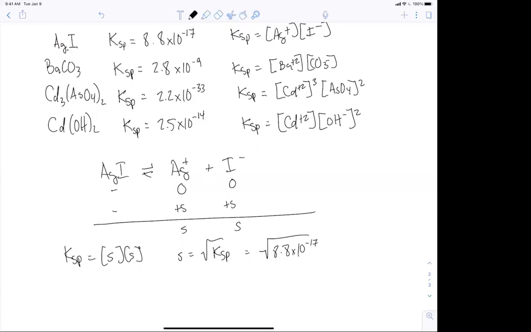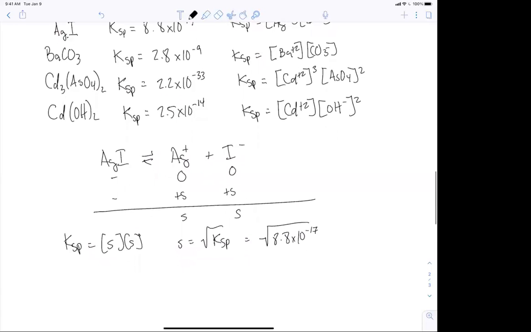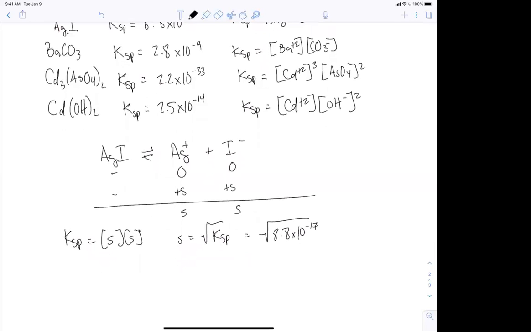So if you want to find the solubility of barium carbonate, you do the same thing. That one works out similarly in terms of this workflow. So this would be silver iodide, and we'd end up writing out the same expression. So solubility for barium carbonate would just be S equal to the square root of 2.8 times 10 to the minus 9th.